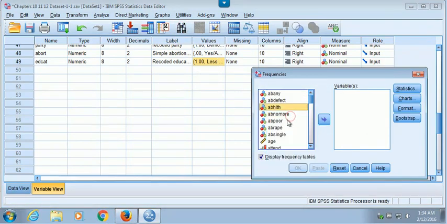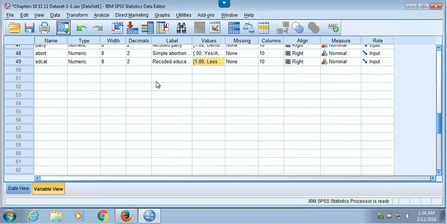Now again, to double check this, you can run frequencies by coming here. We won't do this for the sake of time, but you could run a frequency on education and then recoded education, which would be, EdCat is what they called it. So education and this EdCat, just to make sure the categories add up. But for purposes of time, I am not going to do that.